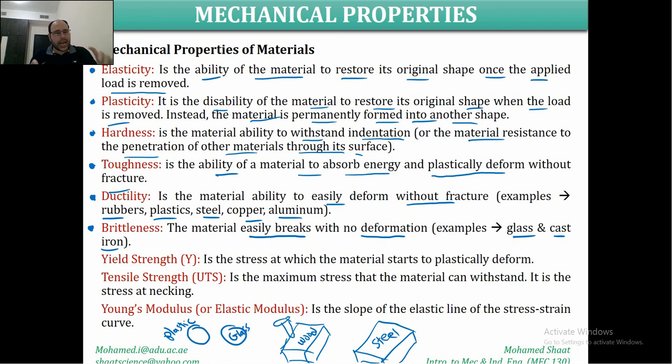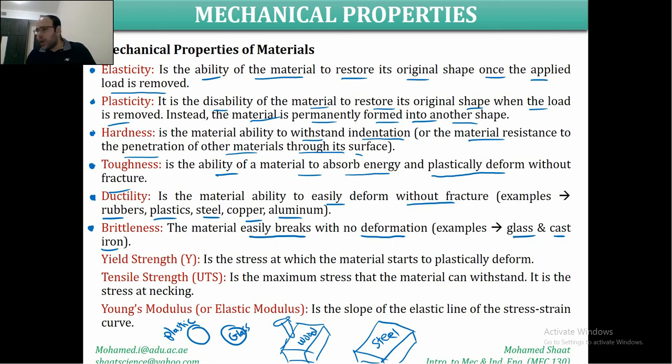But if you are handling a rubber stick and you try to bend it, it will bend with no problem. You can even twist it, you can do whatever you want, without any fracture or cutting of the rubber, and it's okay. It means that rubber is very flexible, very ductile. So we can understand ductility as a kind of flexibility in the material. For example, aluminum, copper, and steel are ductile materials.